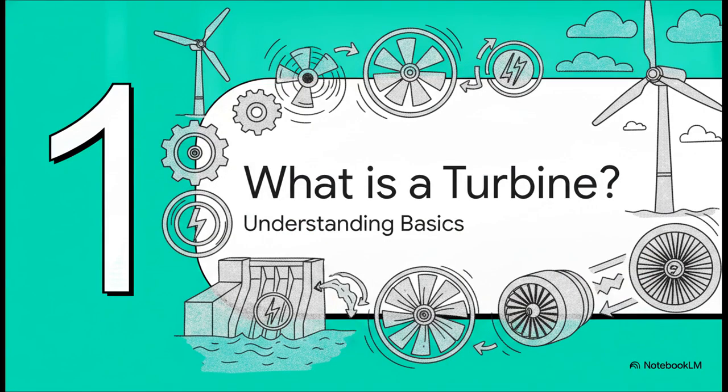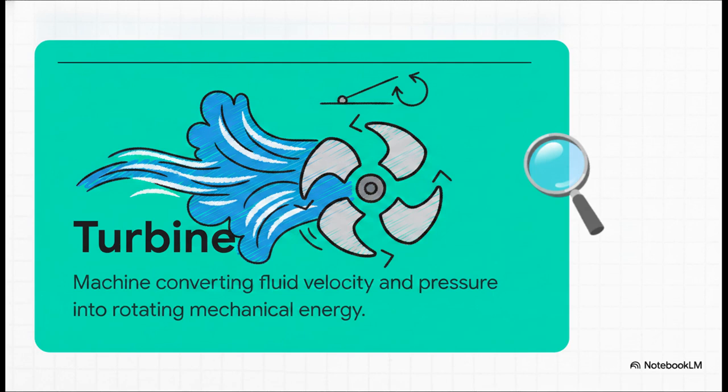All right, Section 1. What is a turbine? At its core, a turbine is simply a machine that converts a working fluid's kinetic energy, so its velocity, and its potential energy, which is its pressure, into rotating mechanical energy. The word itself actually comes from the Latin root turbo, meaning to whirl.